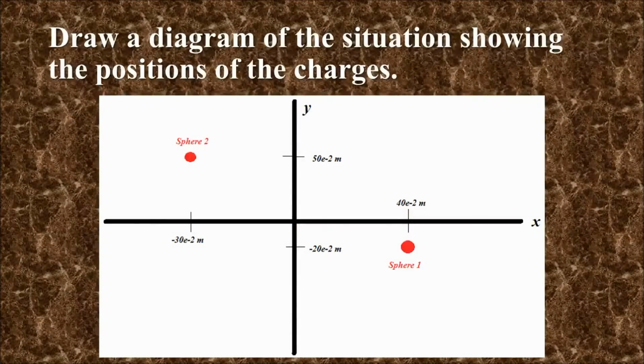Alright, so here is the solution to part A. Draw a diagram of the situation showing the positions of the charges. So it's really just taking the xy coordinate system, plotting sphere 1 down here at 40 times 10 to the negative second meters i hat and negative 20 times 10 to the negative second meters j hat, and taking sphere 2 and plotting it at 50 times 10 to the negative second meters j hat and negative 30 times 10 to the negative second meters i hat.